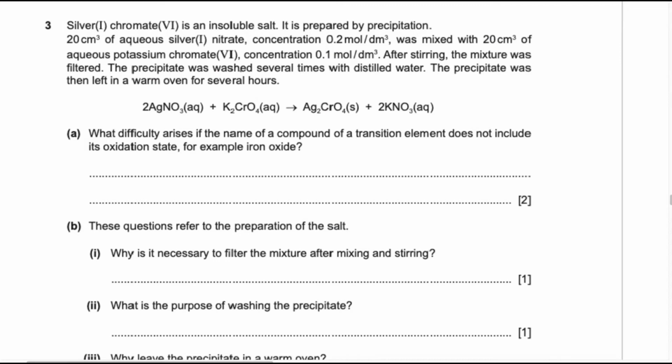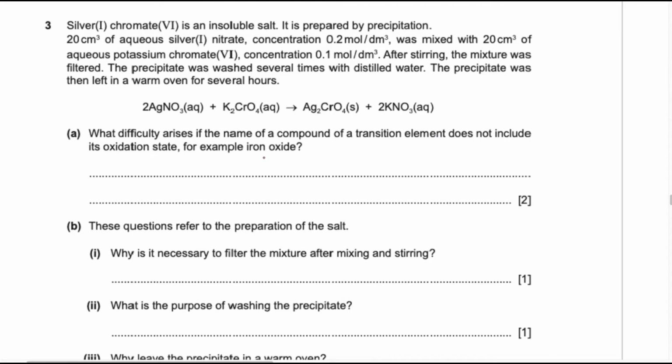The precipitate was washed several times. That means you get the residue, then you wash it with distilled water. The precipitate was then left in a warm oven for several hours to remove the water. What difficulty arises if the name of a compound of a transition element does not include its oxidation state?